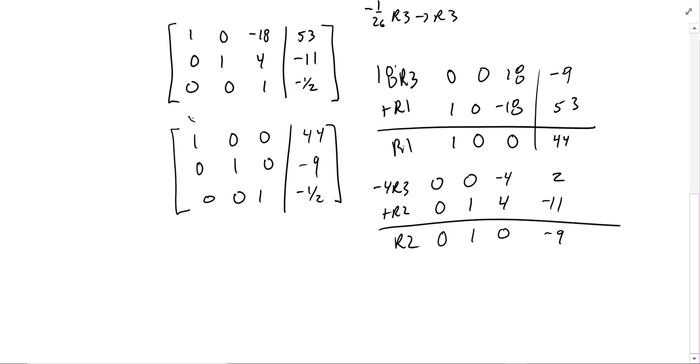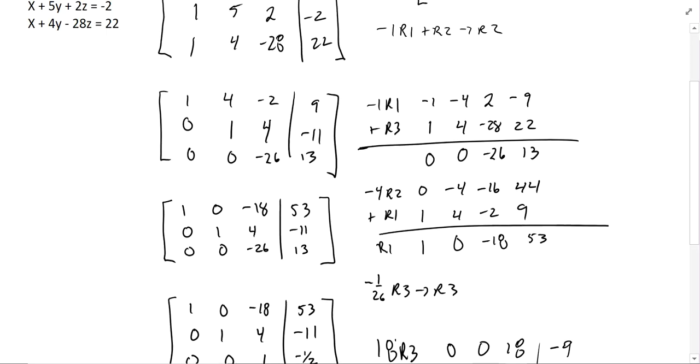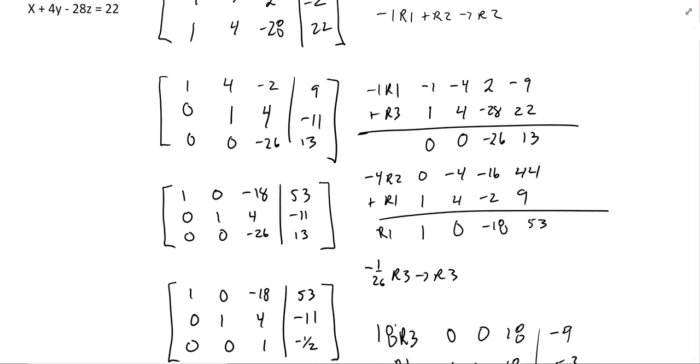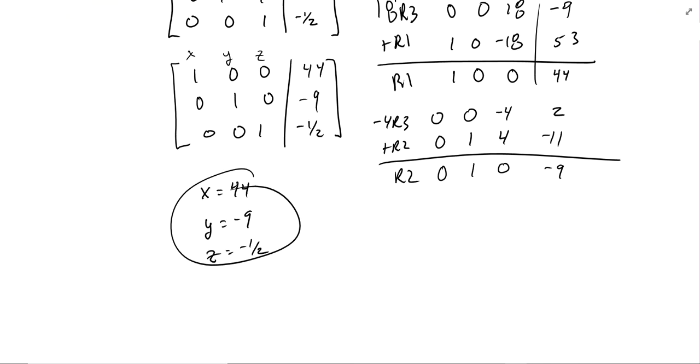Our first column again was the X column. It's got the 1 that lines up with 44, so I know that our X is equal to 44. Y equals negative 9, and Z equals minus 1/2. And that would be our solution. If we want, we could go back and check these in the original equations, make sure they work out. I'm sure that they do, but it might be something to check if you want to do that just for fun.